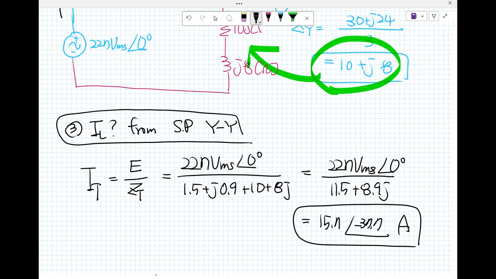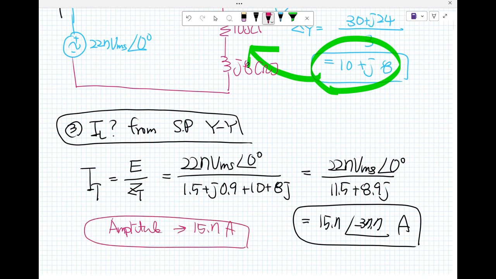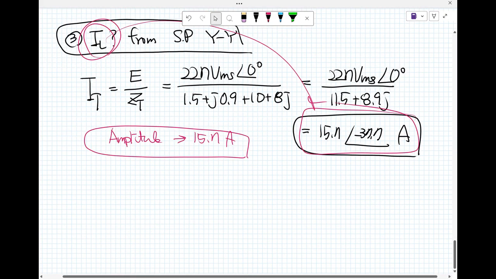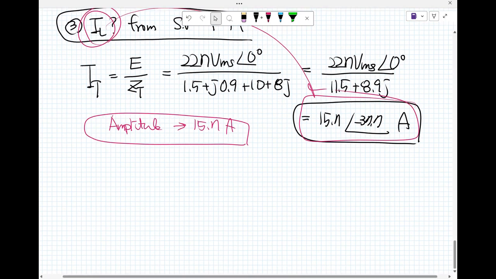Okay. Maybe some students are confused again. If I ask you the amplitude, you can only say 15.7, okay? But if I ask you what is the I sub L, you show me the polar form like this one, okay? So, and question 4.